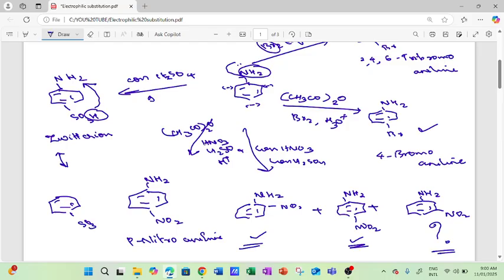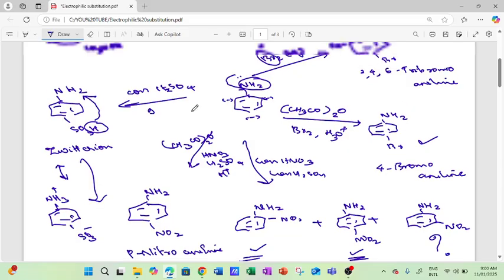SO3 minus. Why? Because H plus is eliminated and then NH2 changes to NH3 plus. So this is a zwitter ion. This product is a zwitter ion. And benzene with NH2 and SO3H, this product is called sulfanilic acid. So these are the main reactions.